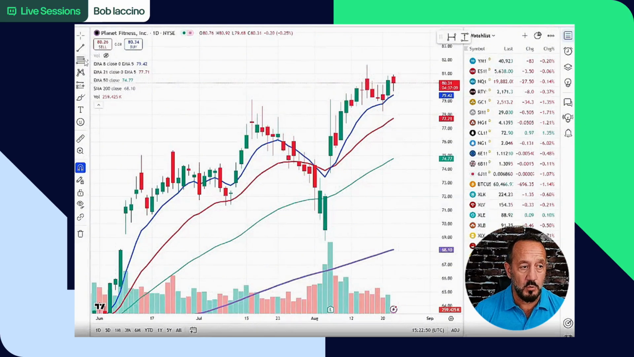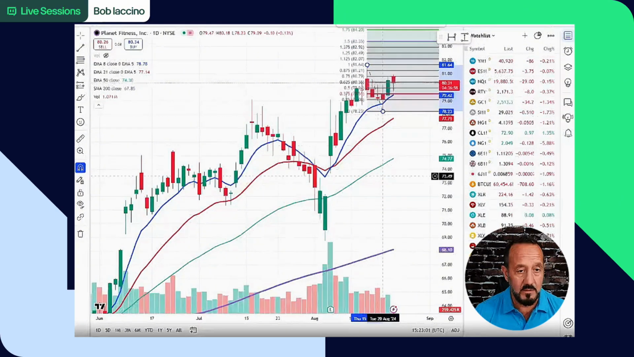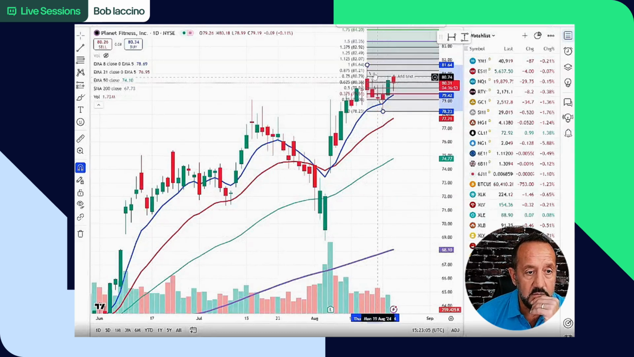And I'm going to use this tool again first to see if this is a high probability double. What do I mean by that? Well, I'm going to measure from the left-hand high to the base. Okay. Now, the right-hand high has to come in within 25% of this.